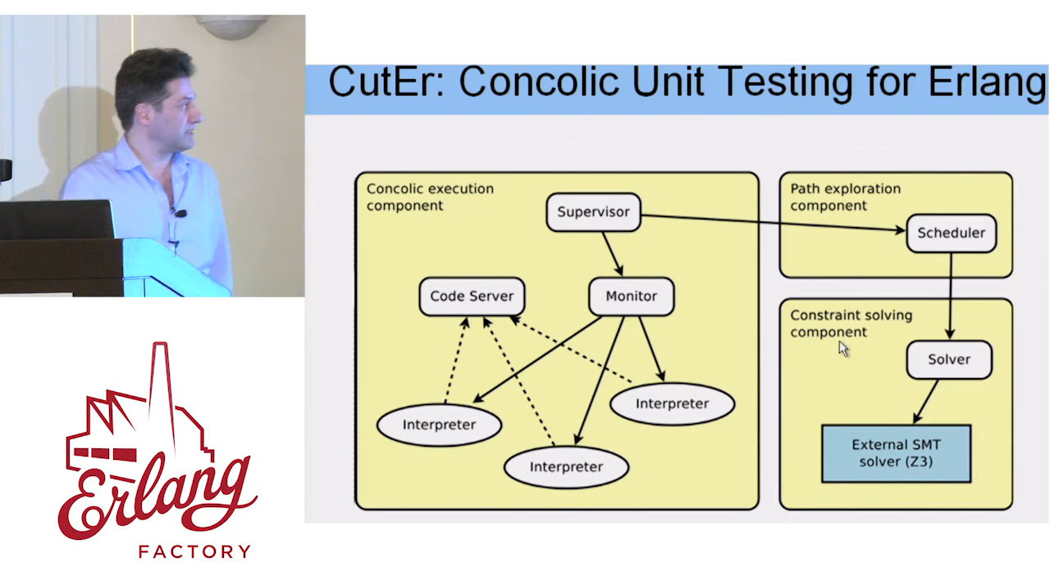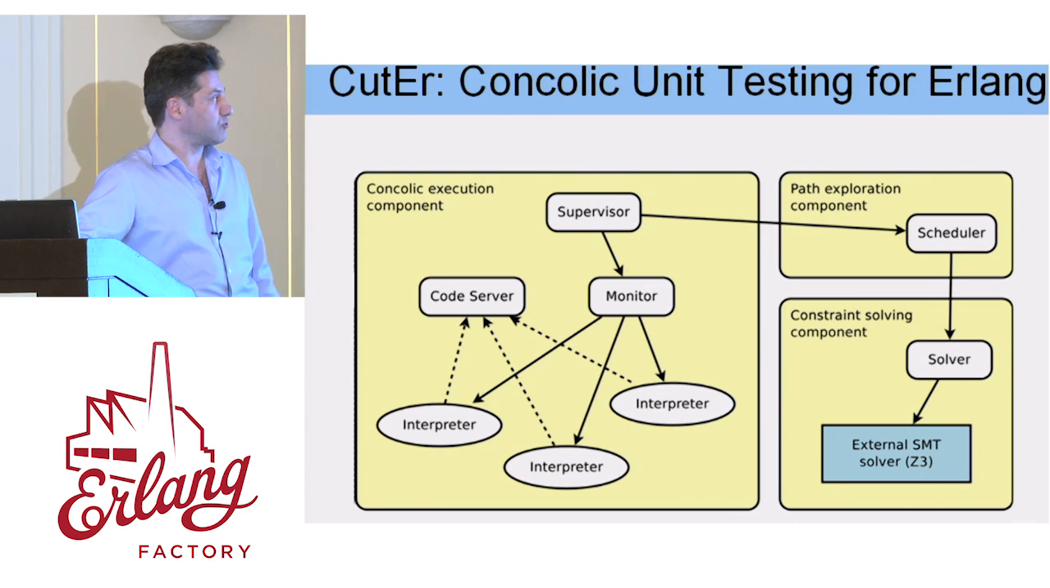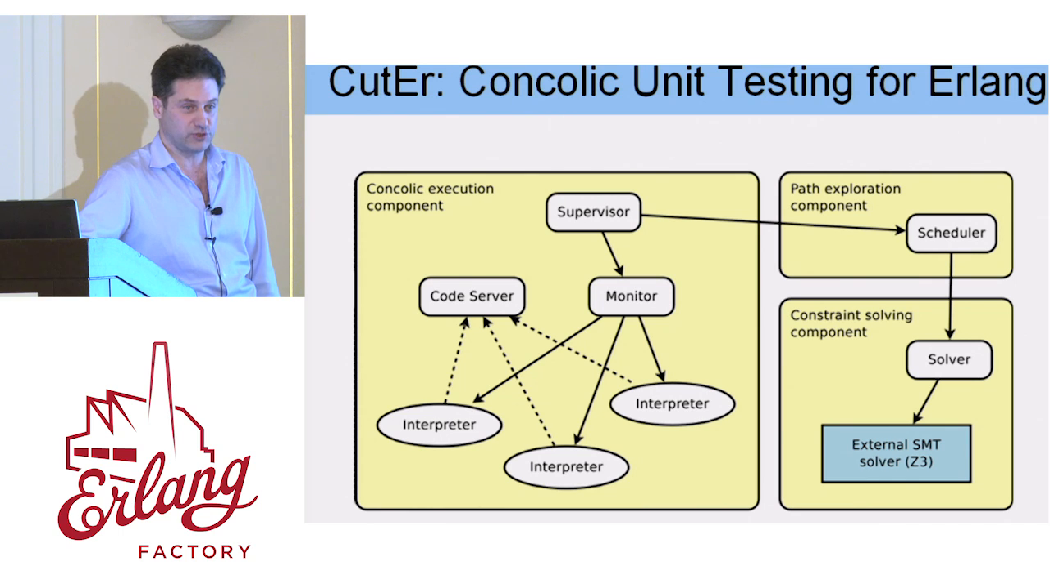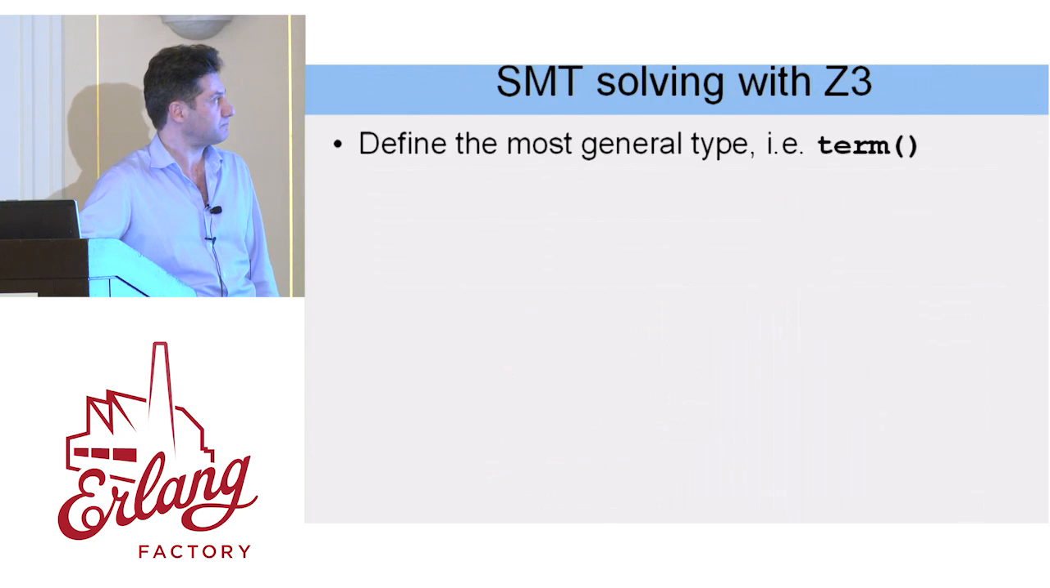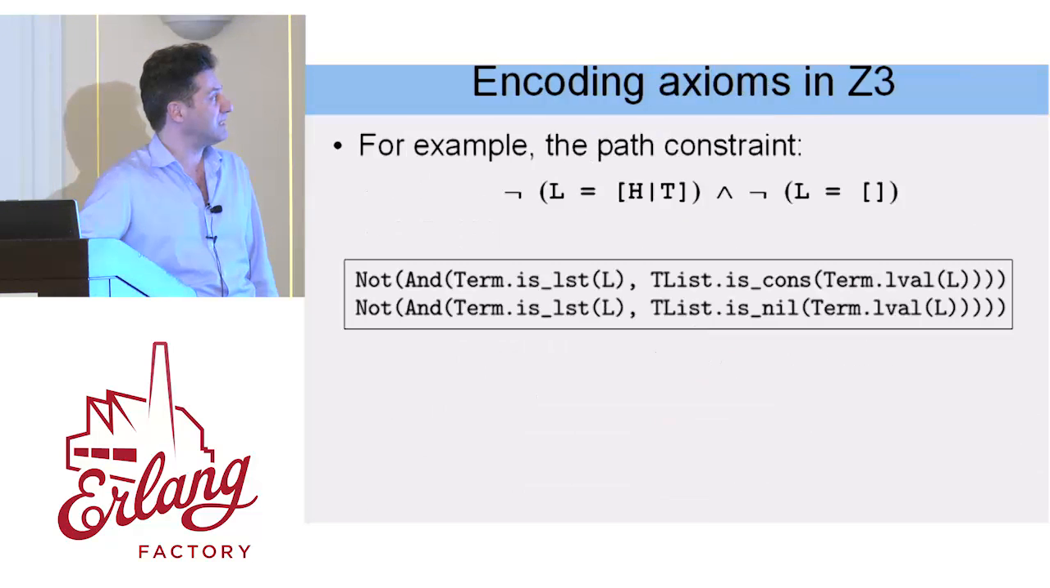Okay, so here's how it is underneath. It actually has various components. The Concolic execution component that uses processes in the Erlang way and spawns various interpreters to do stuff. The path exploration component that has a scheduler and controls which thing will be explored next. And the constraint solving component that is using Z3 currently, a tool by Microsoft Research. But we are working on adding more SMT solvers. There are various technical things on how it works underneath, but I will skip this stuff.